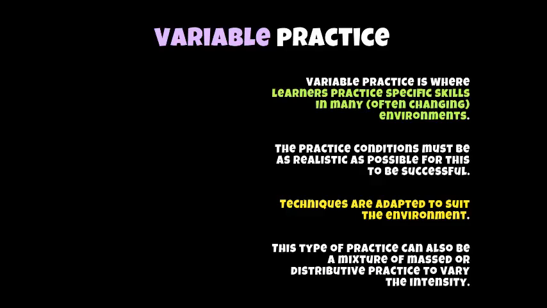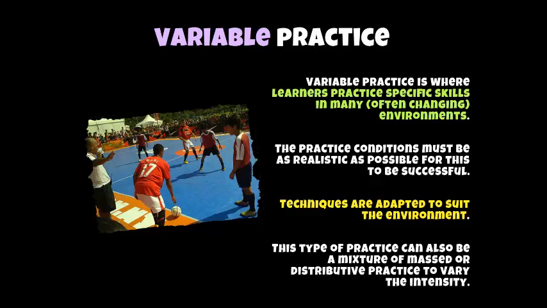Within variable practice, we can use massed, where we just constantly practice something, or distributed, where we practice for a bit and have a break, to change up the intensity levels. Now the example I'm going to use is football. If we have an 11-a-side footballer and we're aiming to make them better using variable practice to develop their skills, we could put them in 5-a-side games.